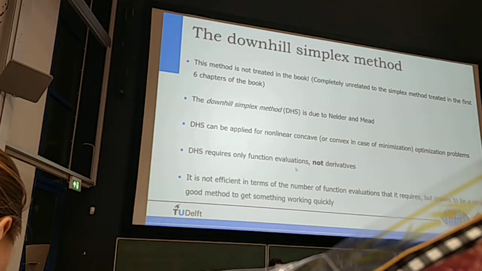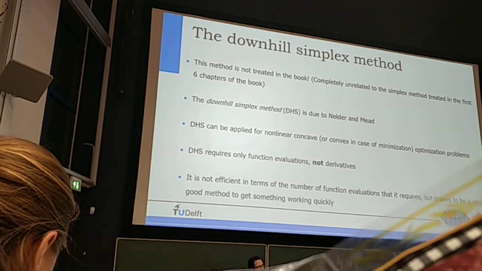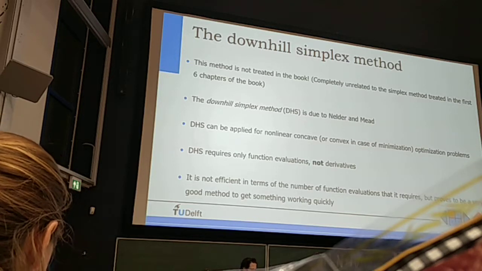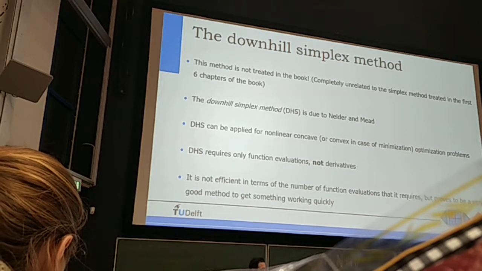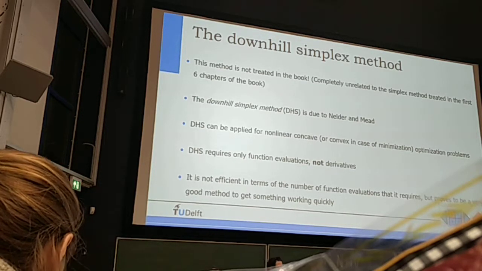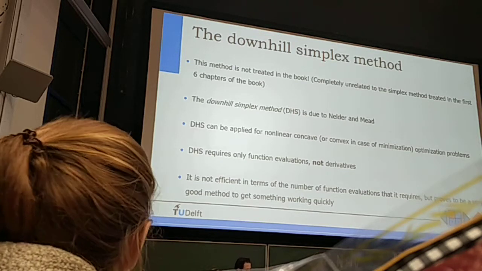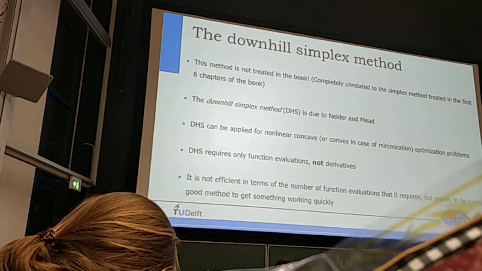Finally, the downhill simplex, which is not discussed in the book. But again, if you have to solve a problem, then it is something interesting to look at. It's also known as the Nelder-Mead method. Basically, what we use there is a geometric way to go through our search space. It can be applied to non-linear, concave or convex optimization problems.